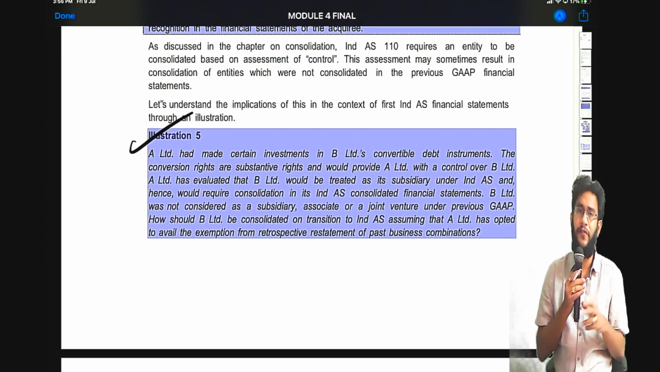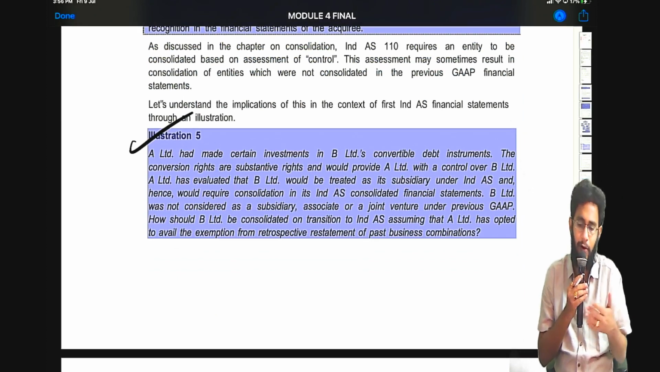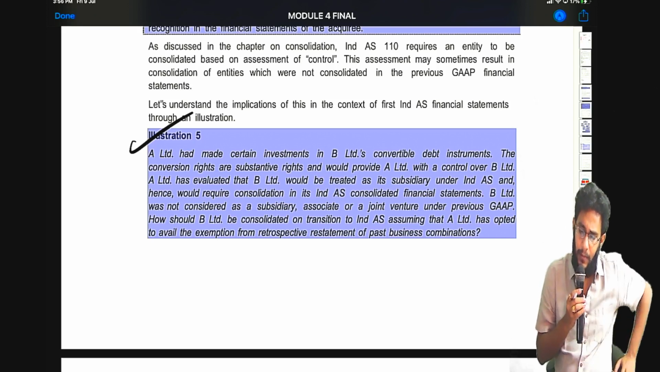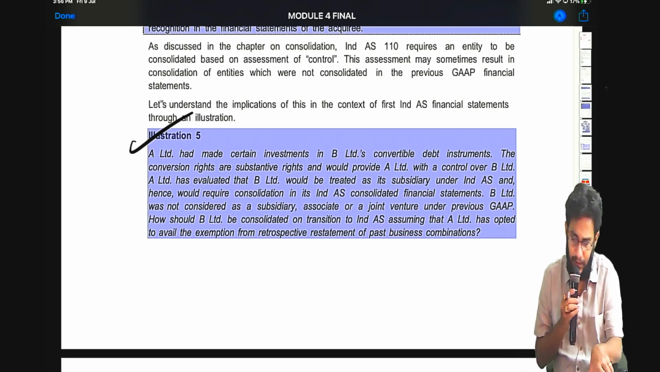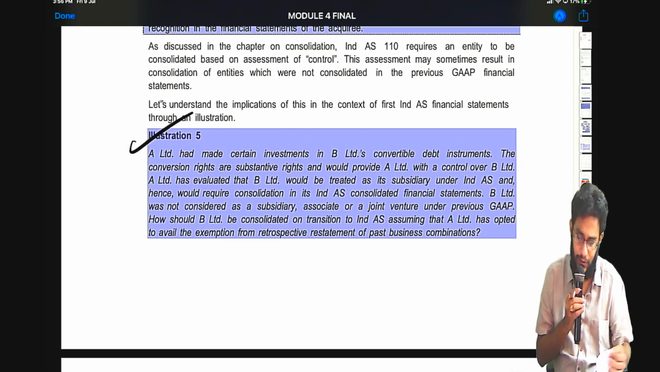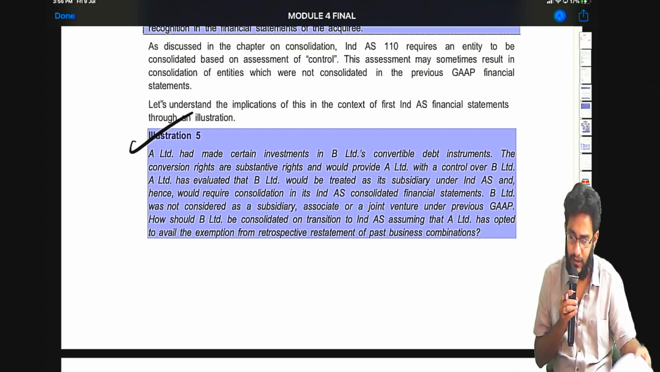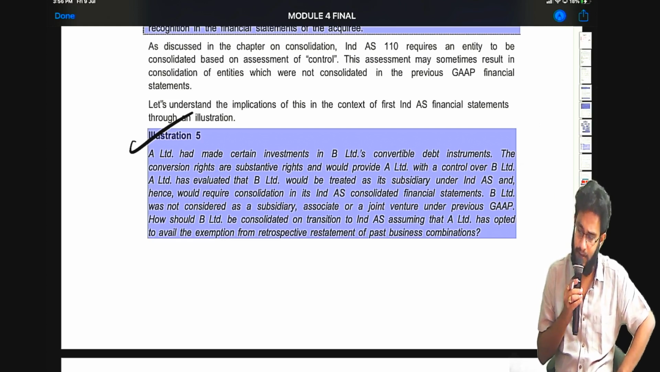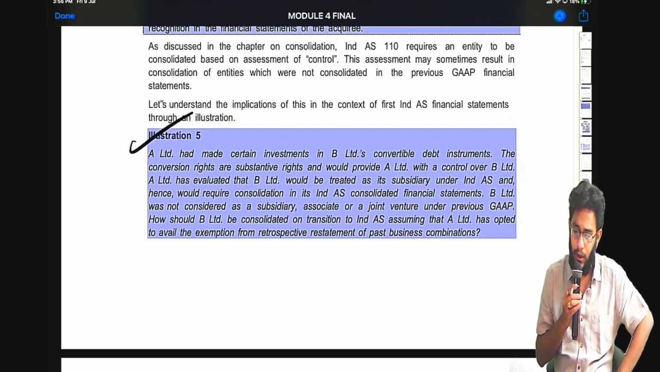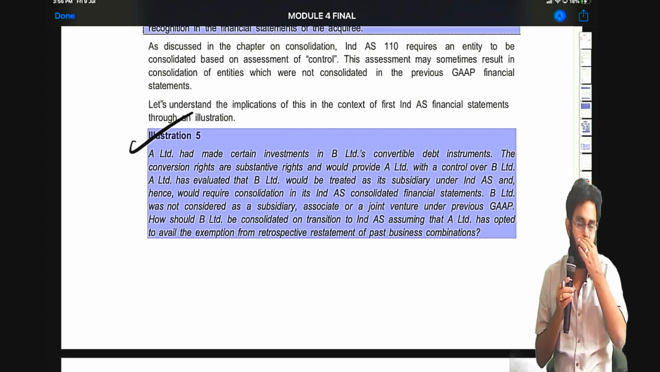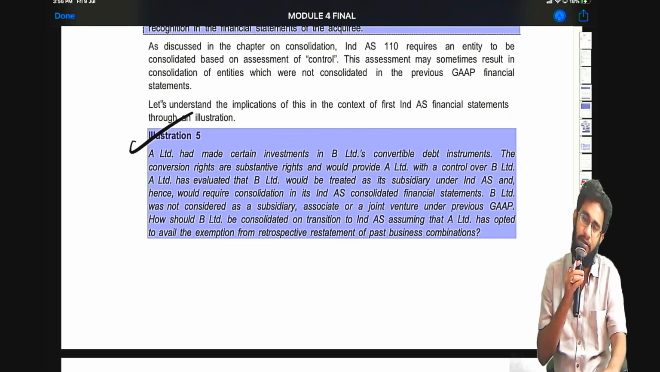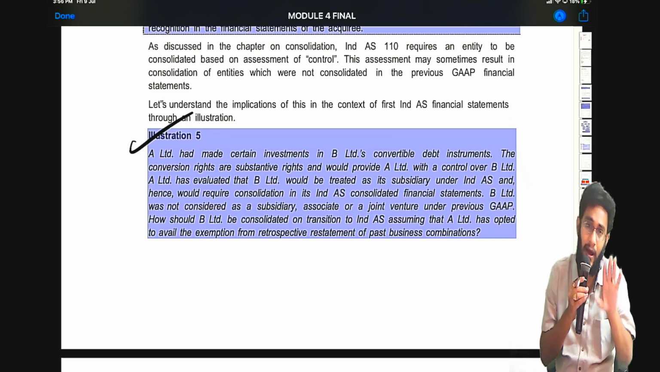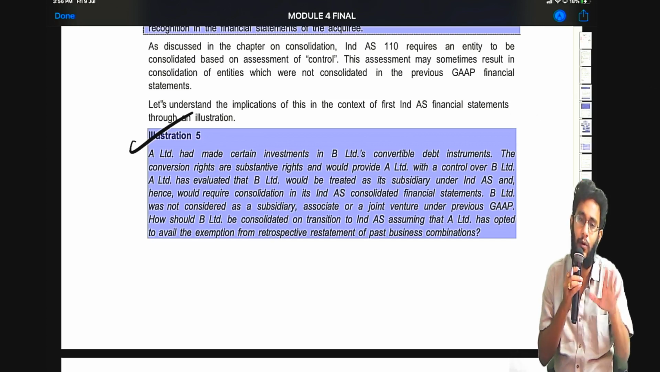Sir, illustration 5 is not actually an application of what we have studied. This is a new point, so carefully read. A Limited has made certain investments in B Limited's convertible debt instruments. So A has invested in the convertible debt of B. The conversion rights are substantive rights and would provide A Limited with control over B Limited. So I'm not an equity shareholder, I'm a convertible debt investor, but these conversion rights are substantive, means they are a realistic alternative of happening and they are likely to give us control there.